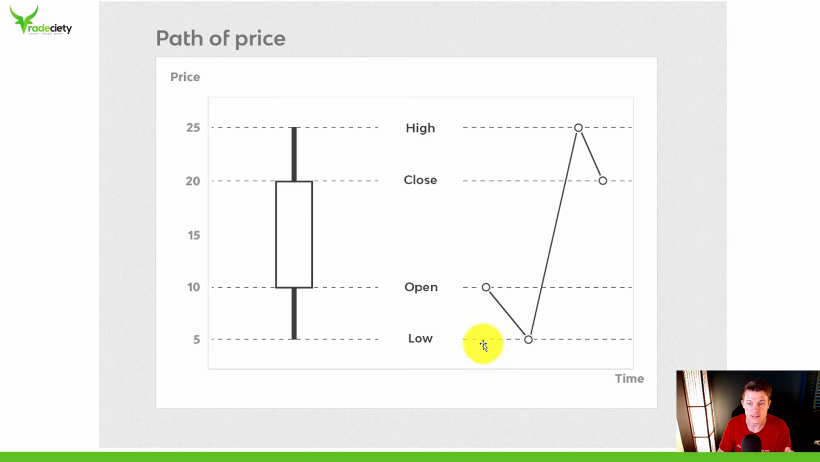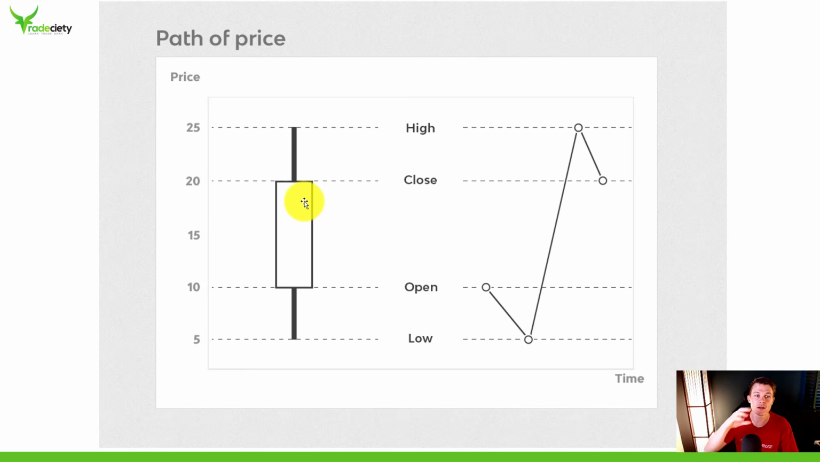So what does this tell us? It tells us that the market opened here on the candlestick. It probably moved lower here to form the low of the candle. It then moved all the way to the highest point of the candlestick, and then it closed at the end of the candlestick body here. So we can translate a candlestick into a very nice price graph.